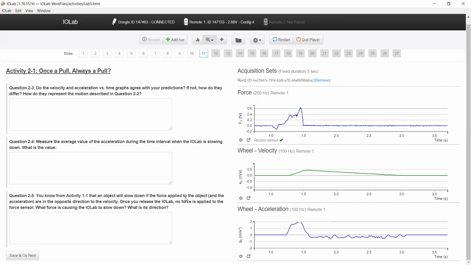An object will slow down if a force is applied to the object. So we know if some force is applied, then it will slow down. Once you release it, no force is applied to the force sensor. So that's what I already explained. There was no force applied to the force sensor that would slow down the IOLab. So what is the force that's slowing it down? As I said, there can be frictional force on the IOLab that is slowing down its motion, opposing its regular direction of motion. Go ahead, write your answers based on those, and do not forget to click on save and go next.